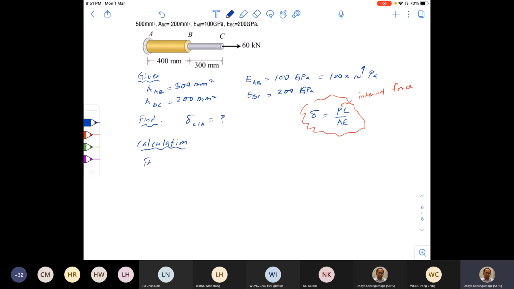So therefore, the total axial deformation is what we are going to find out at C, delta CA. So this delta C with respect to A is equal to delta C with respect to B plus delta B with respect to A. Right. So this is coming from the principle of superposition.